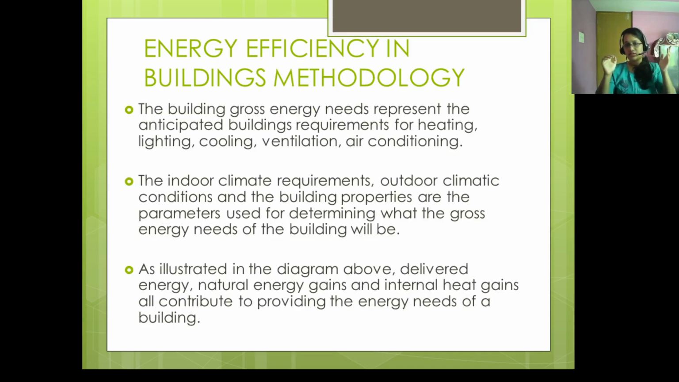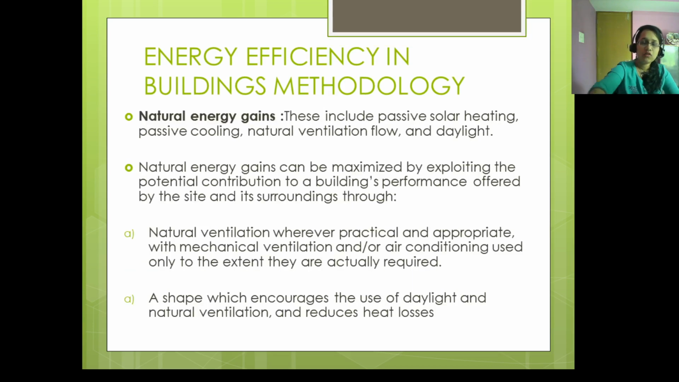So as illustrated in the diagram, the delivered energy, the natural energy gains and the internal gains all contribute to providing the energy needs of a building. The building gross energy needs represent the anticipated building requirements for heating, lighting, cooling, ventilation and air conditioning. So the indoor climate requirements, outdoor climatic conditions and the building properties are the parameters used for determining what the gross energy needs of the building will be. So coming to the first one, we'll see what these natural energy gains are.